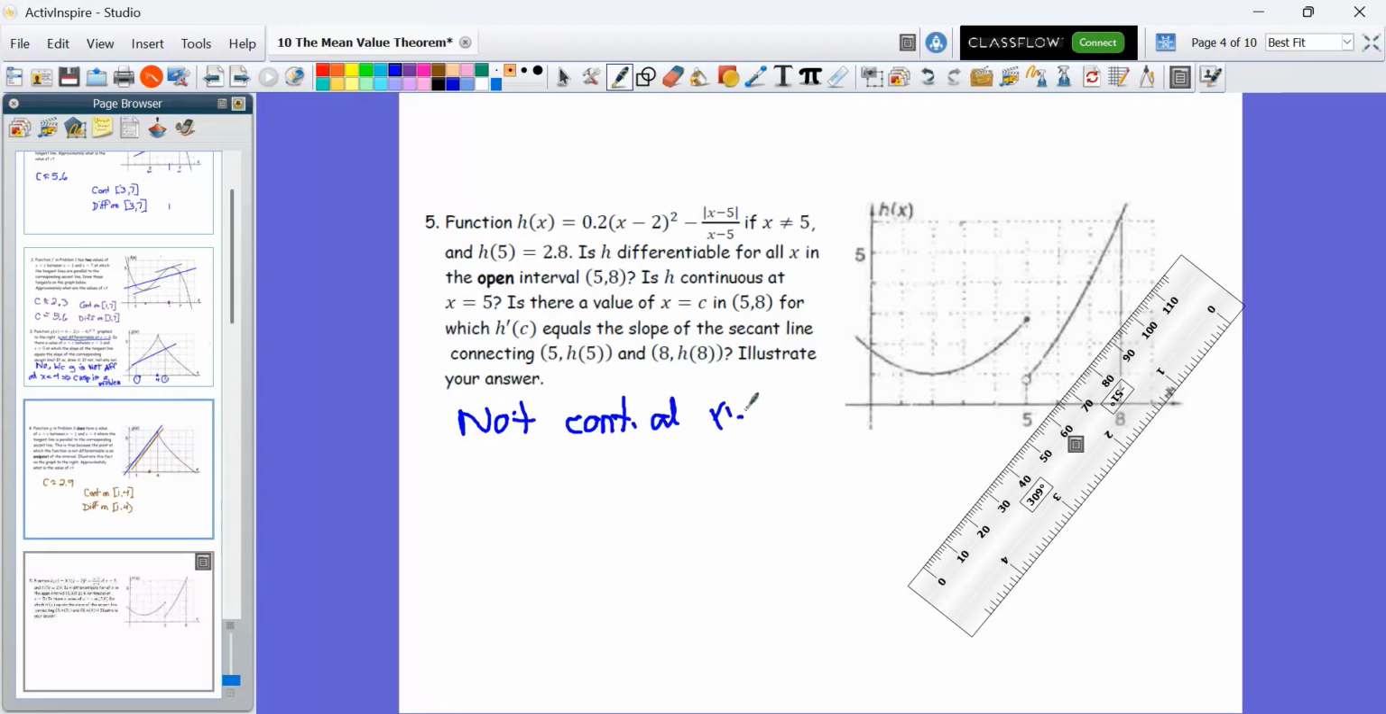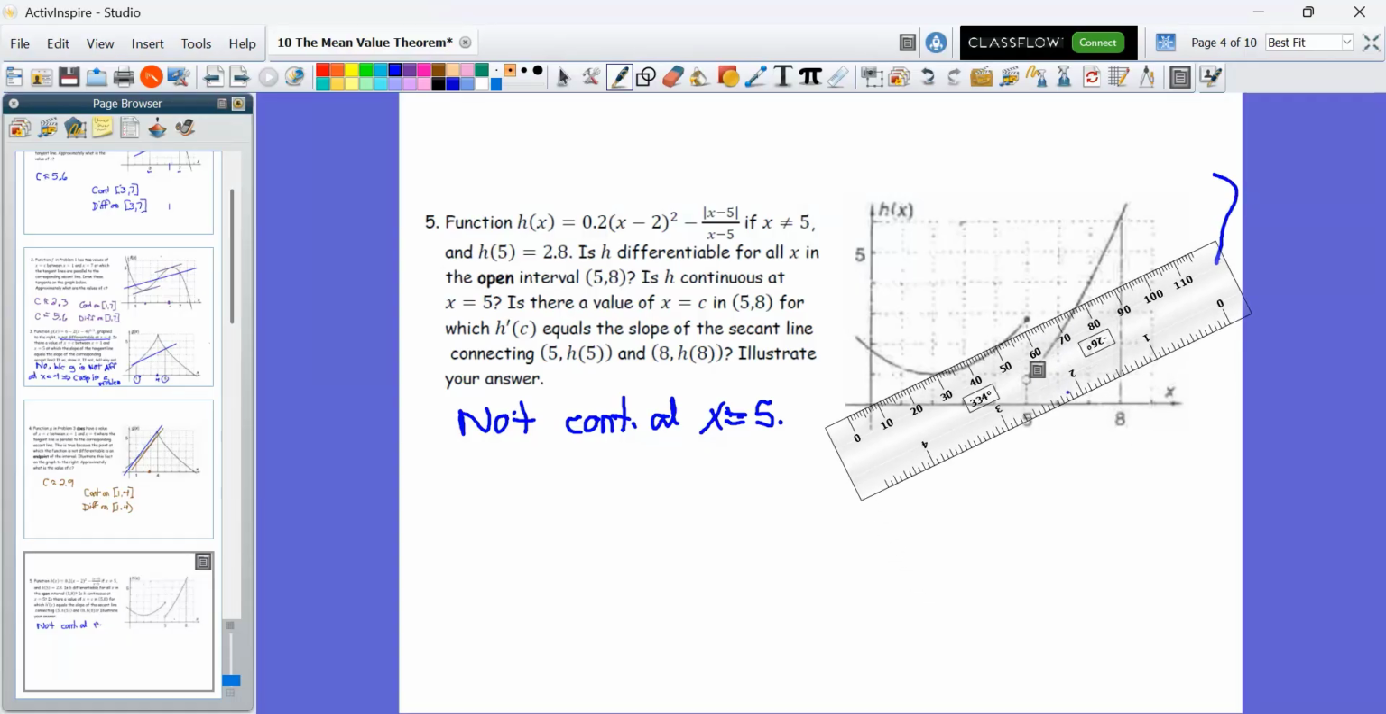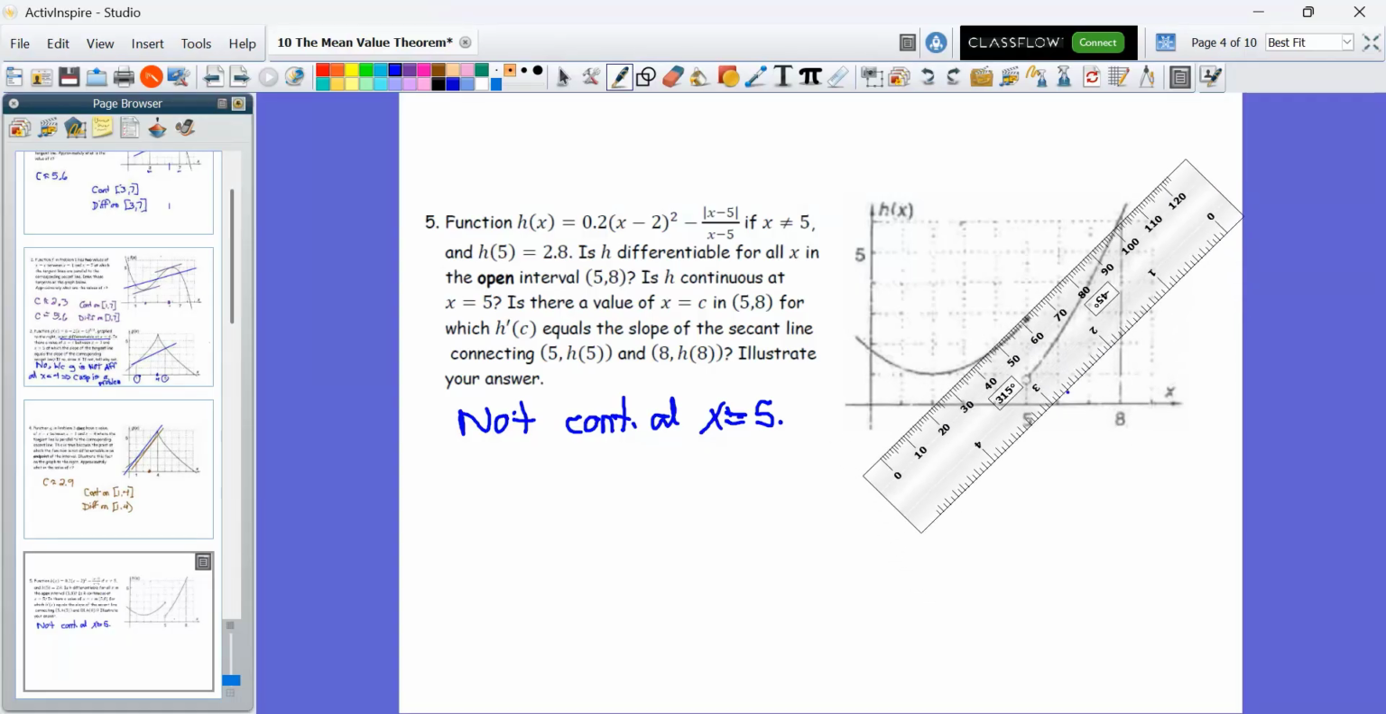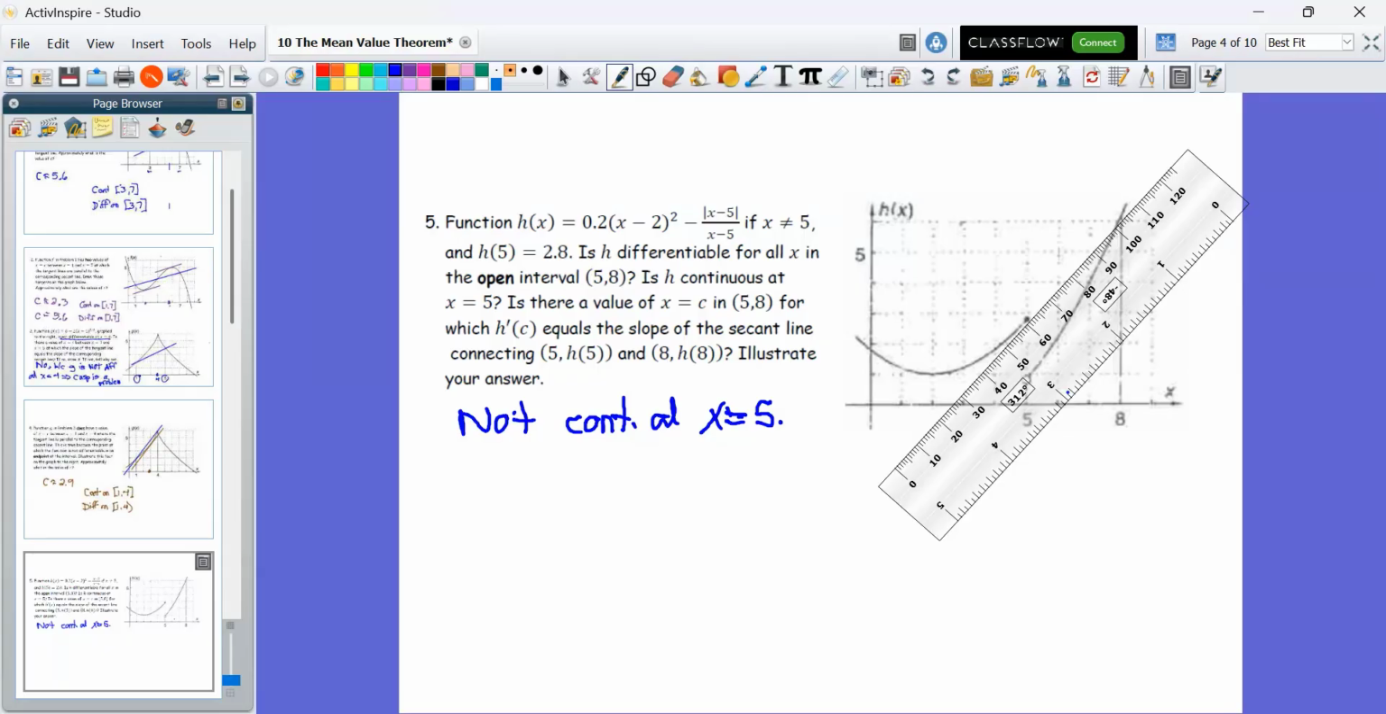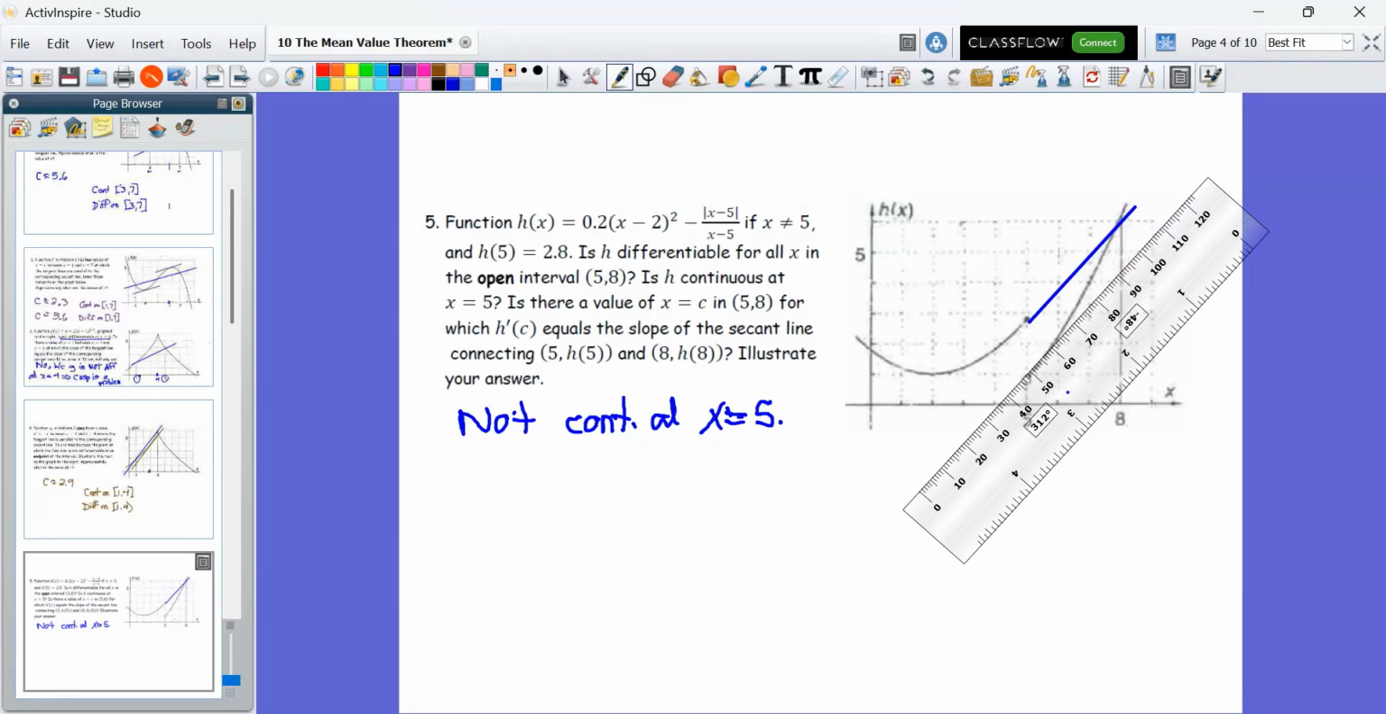At x equals 5. Is there a value of c in the open interval from 5 to 8 for which h prime of c equals the slope of the secant line connecting the graph where x is 5 to where x is 8? So we're going to take this graph, we're going to take the ruler, and we're going to connect the points where x is 5 and x is 8. And now let's slide and see.